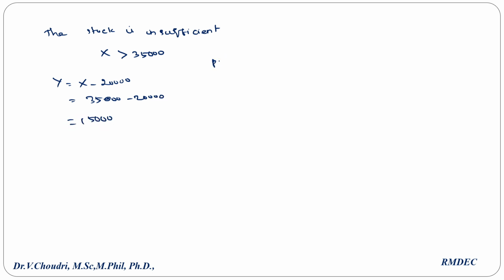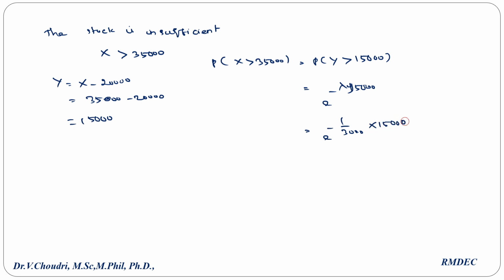So what is the question now? Probability of x greater than 35,000 equal to probability of y greater than 15,000. That is e power minus lambda y, so e power minus 1 by 3000 into 15,000. What is the answer? e power minus 5. We should keep e power minus 5 as it is.